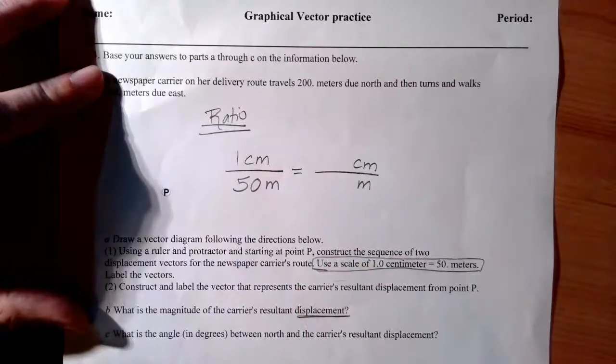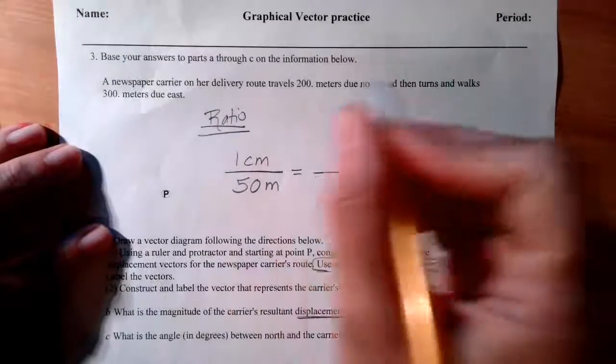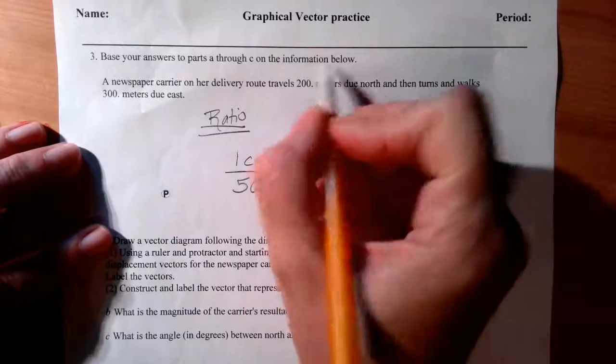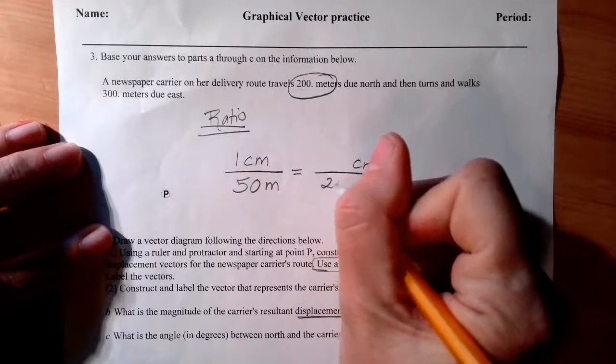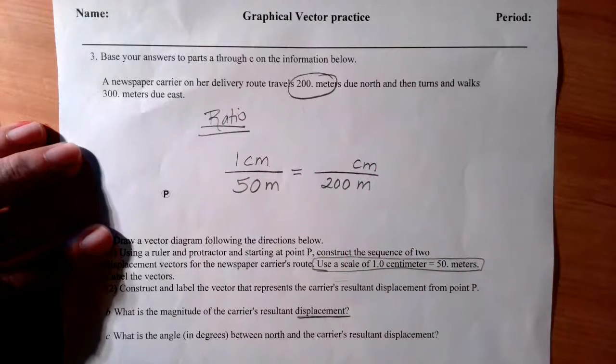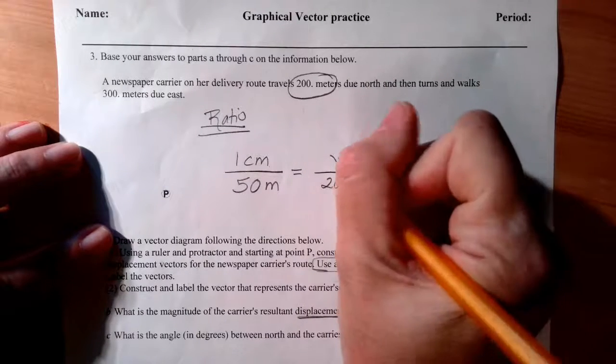And then, excuse me, I need to draw 200 meters. So if I want to have a 200 meter vector represented in centimeters, I'll put that next to the unit that matches here, and this is our unknown.